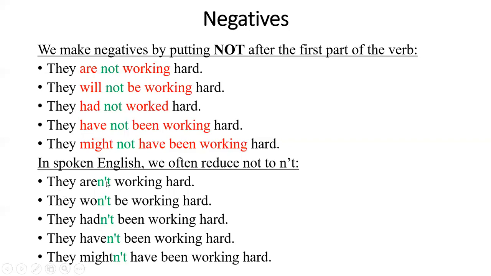And I can say they aren't, instead of are not, I can say aren't working. Won't instead of will not. Hadn't instead of had not. Haven't instead of have not. And mightn't, although this is a very weird construction, instead of might not.